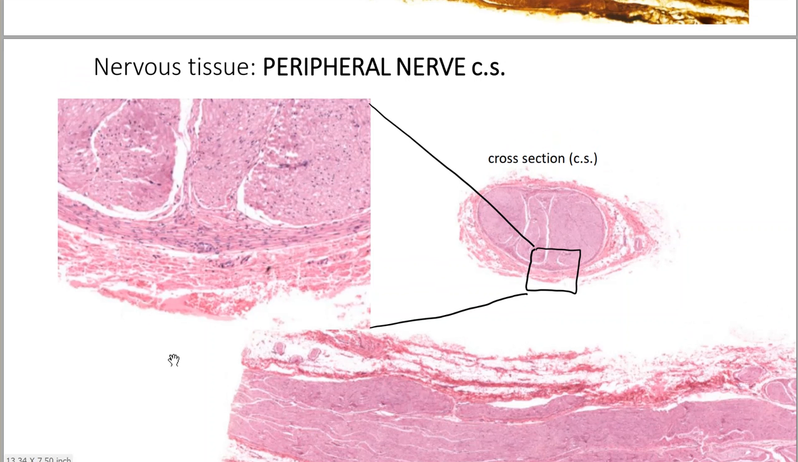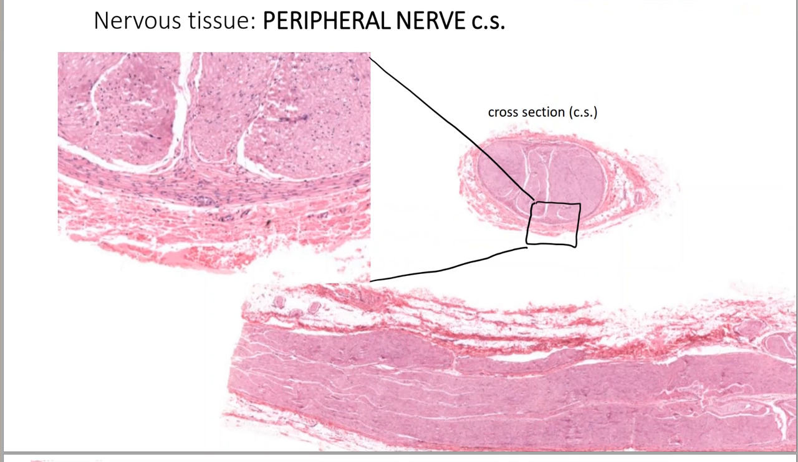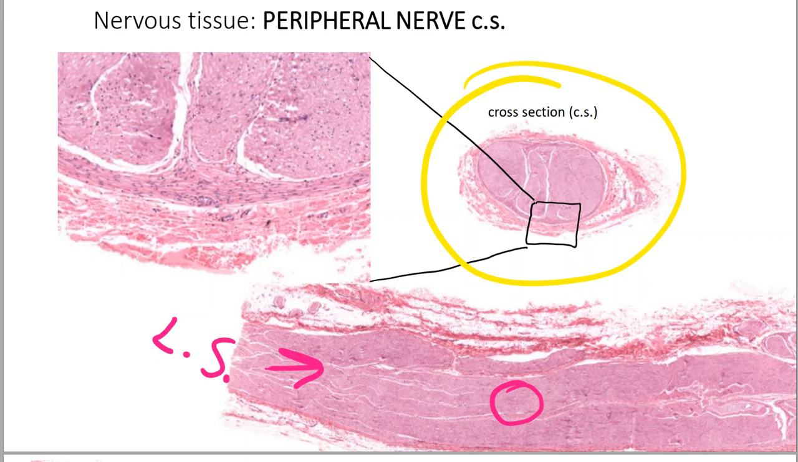That's what this one is down here. This is a longitudinal section of a nerve. So if we zoomed in on some of the light spaces in here, we'd probably see some nodes of Ranvier in there. But what we want is the cross section. And so this one is in cross section.